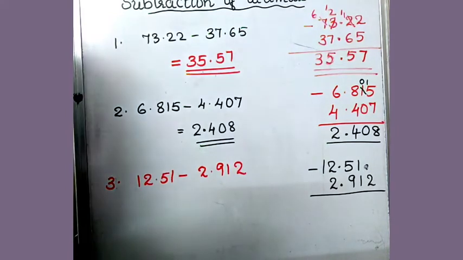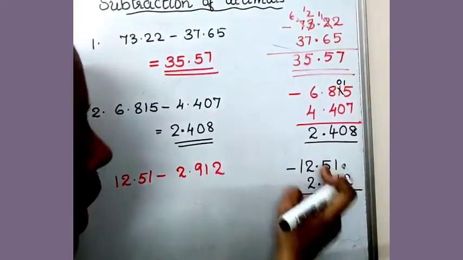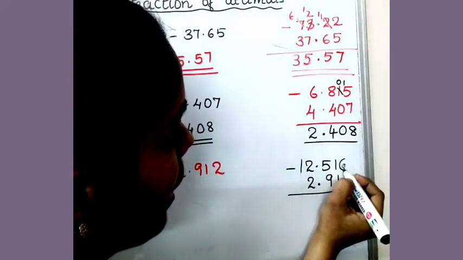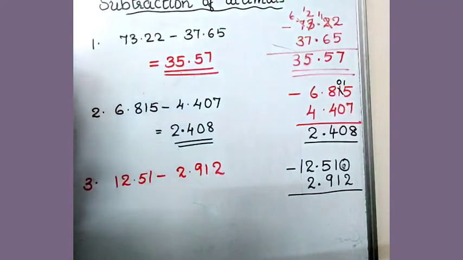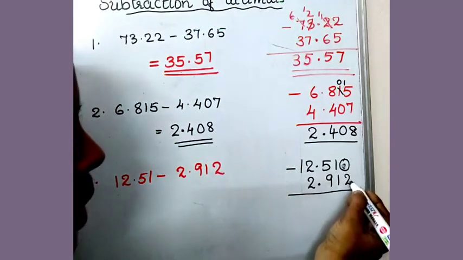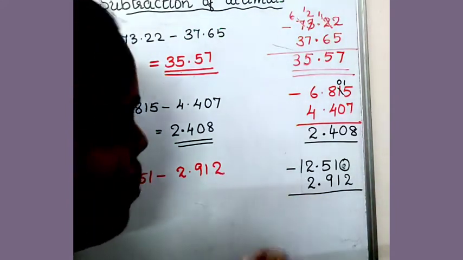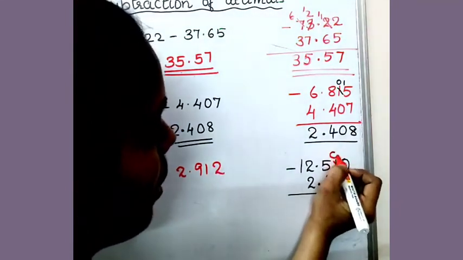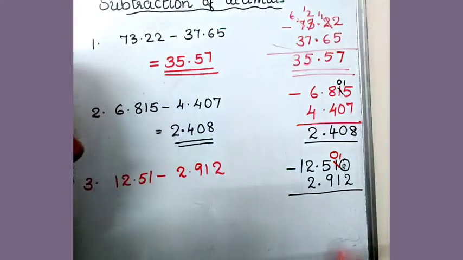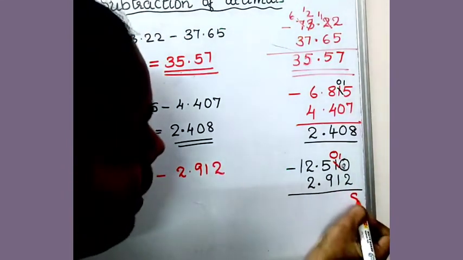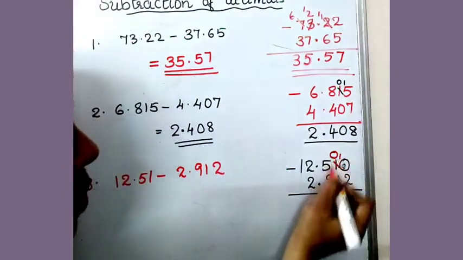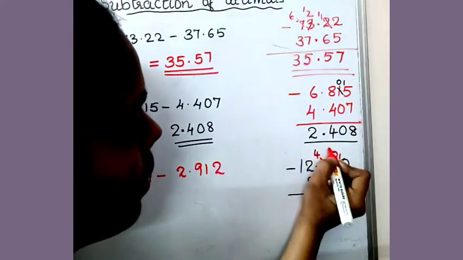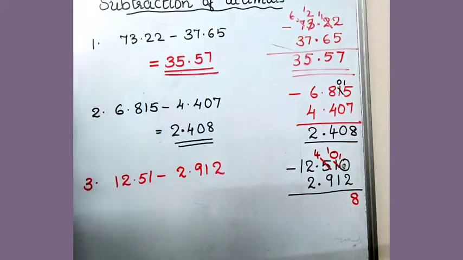What do you have to do? Here we have to make it like decimals. We have to add a 0 to the right side. Then can we subtract 2 from 0? No. So we have to regroup this 1. This will become 0. This will become 10. 10 minus 2, 8. Can we subtract 1 from 0? No. So regroup this. Here it becomes 4. Here it becomes 10. 10 minus 1?